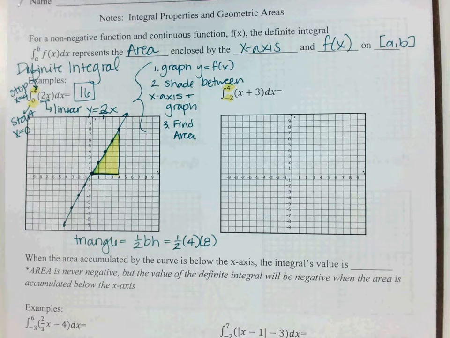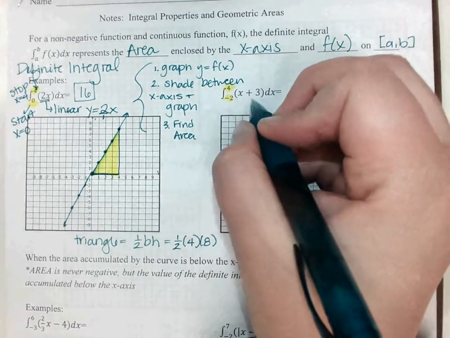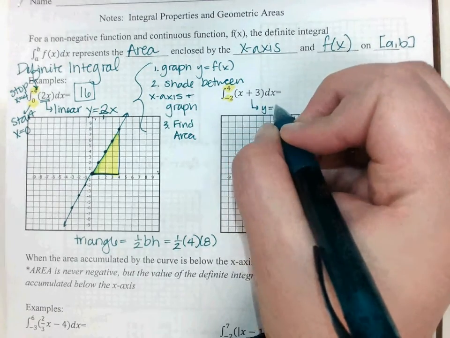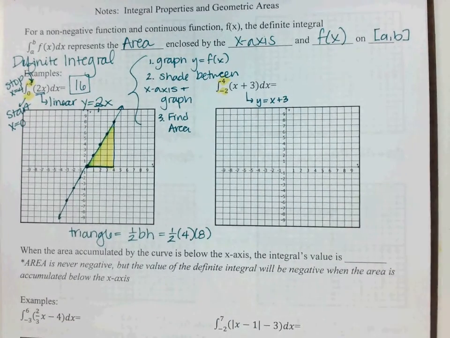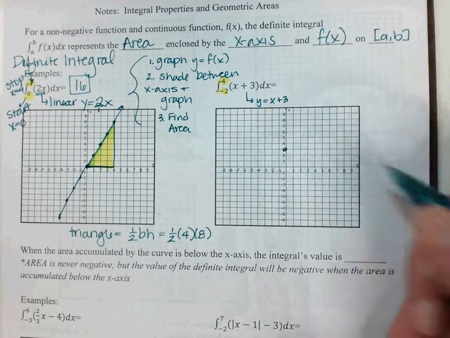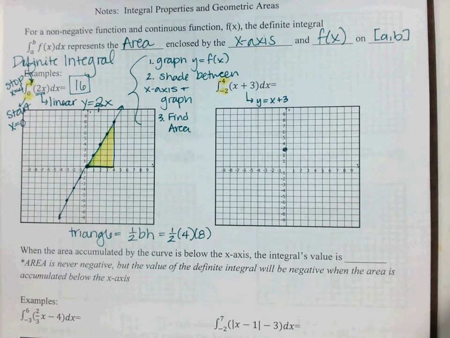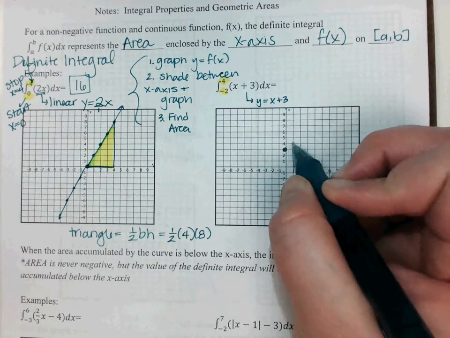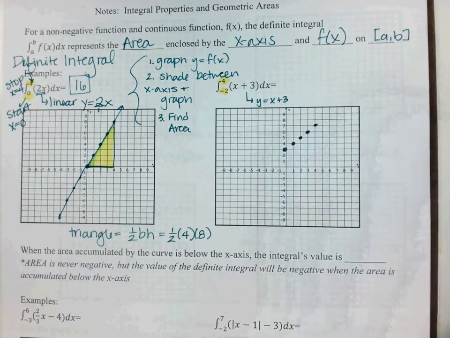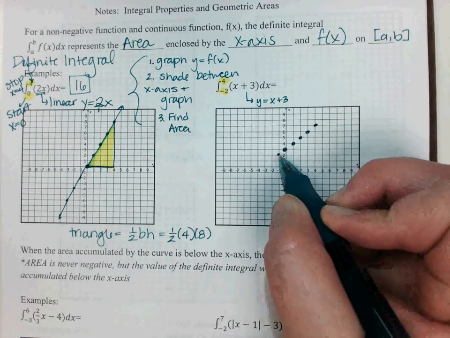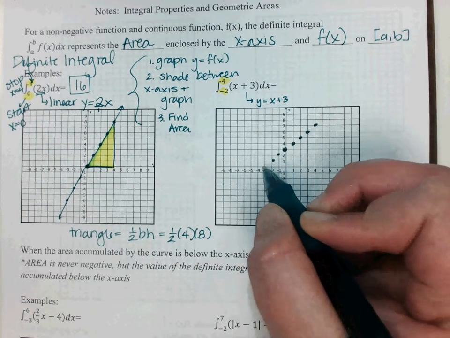One more like that. Okay, so x plus 3 is also linear. y equals x plus 3. Where would I start? 3 on the y-axis, and then what's my slope if nothing's in front of x? 1. So I'm going to start at my y-intercept. I'm going to go up 1 over 1, up 1 over 1, up 1 over 1, up 1 over 1. Then I'm going to go down and backwards 1, down and backwards 1, down and backwards 1.